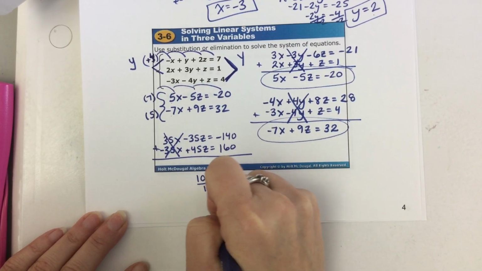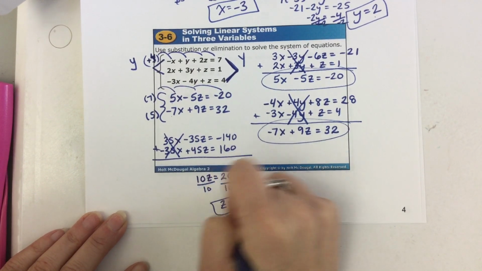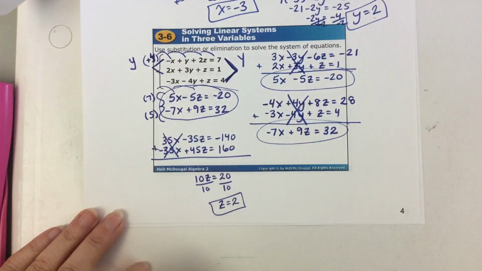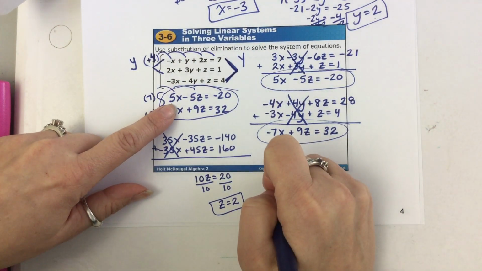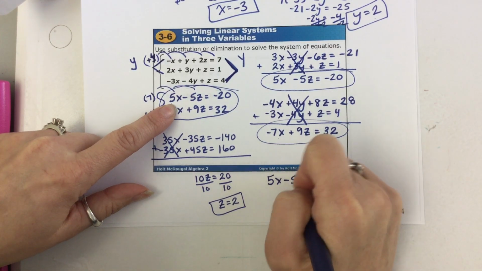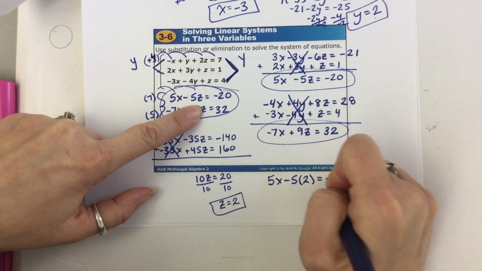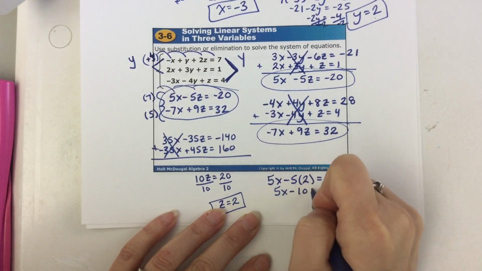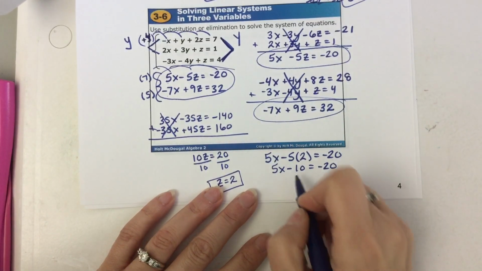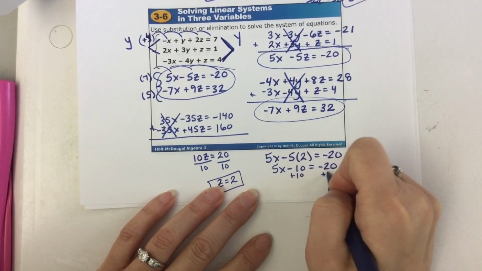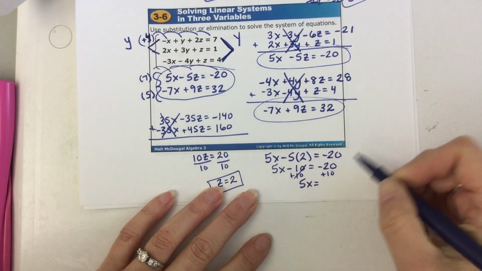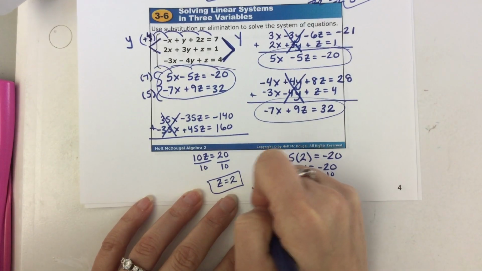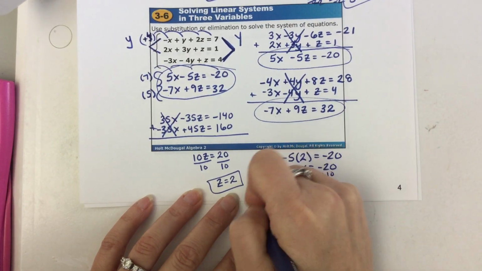Divide both sides by 10. 20 divided by 10 is 2. Now that I know one variable, you fill it into one of the equations from the 2 by 2. I'm going to go ahead and take the top. So 5x minus 5 times z, which is really a 2, has to equal negative 20. 5x minus 5 times 2 is 10 equals negative 20. If I add the 10 to the other side, 5x equals negative 20 plus 10 is negative 10. Divide both sides by 5. Negative 10 divided by 5 is negative 2.